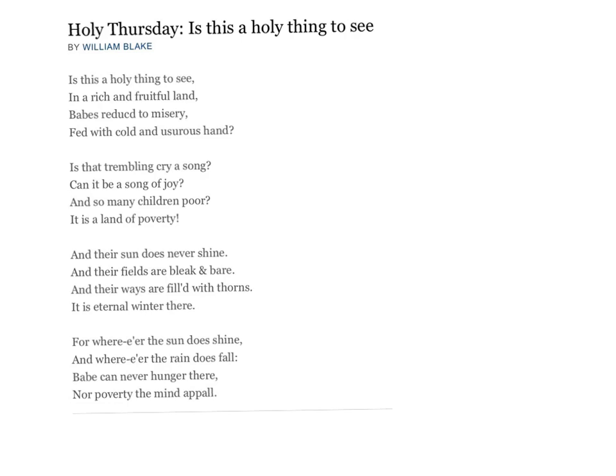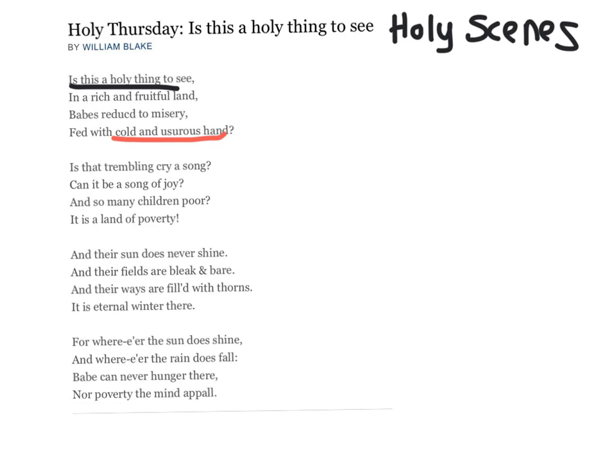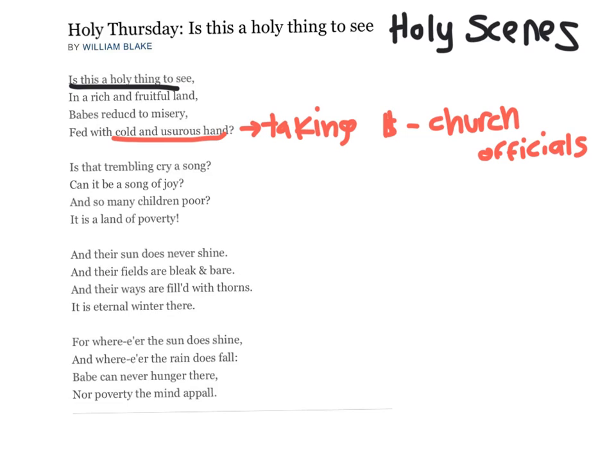Okay, so now we're going to look at the full poem. So we remember our underlying rhetorical question, asking, is this a holy thing to see, referring to the scenes described below. So it's asking whether the scene described below is holy. So whether this fruitful land with these miserable babies being fed with these cold and usurious hands is holy. And we established that usurious means taking money from others, and we established also that the church officials were doing this during the time this poem was written.